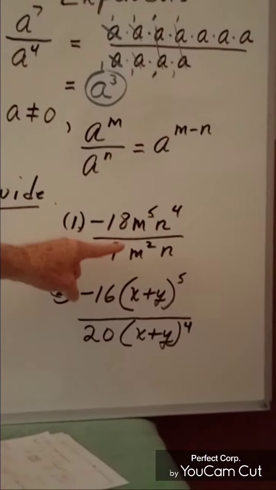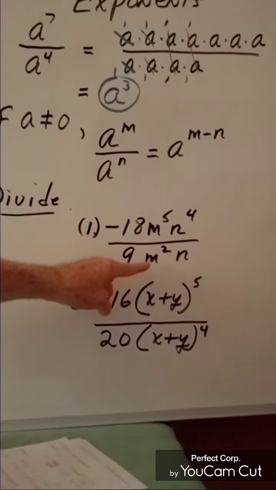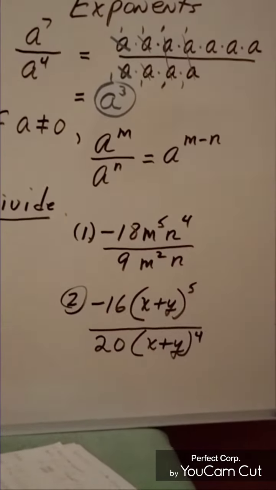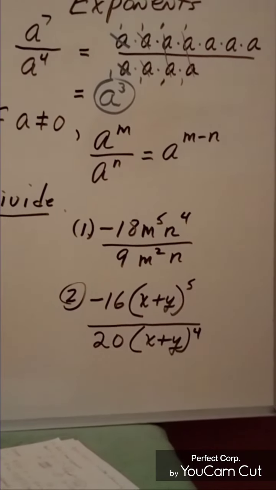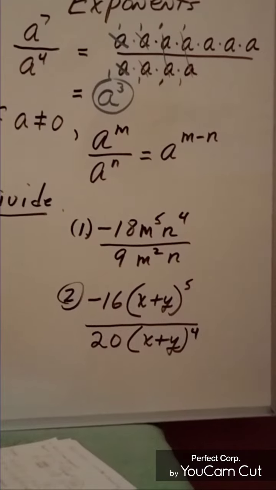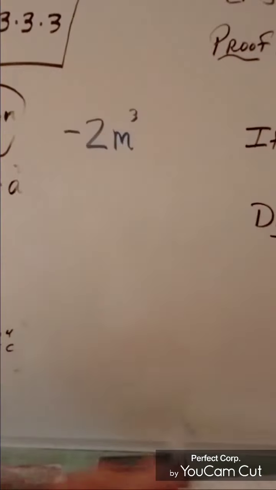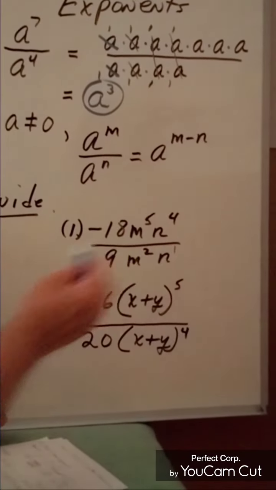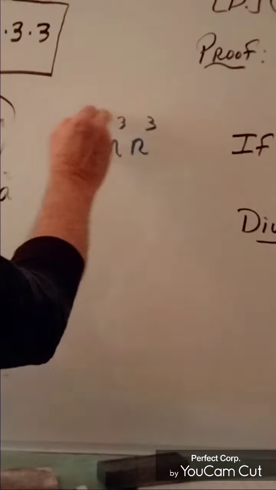Go now to the quotient rule of exponents with the m's. m to the 5th divided by m to the 2nd. If we subtract the bottom exponent from the top exponent, 5 minus 2, we get m to the 3rd. n to the 4th divided by n to the 1. 4 minus 1, that's n to the 3rd as well. Done.